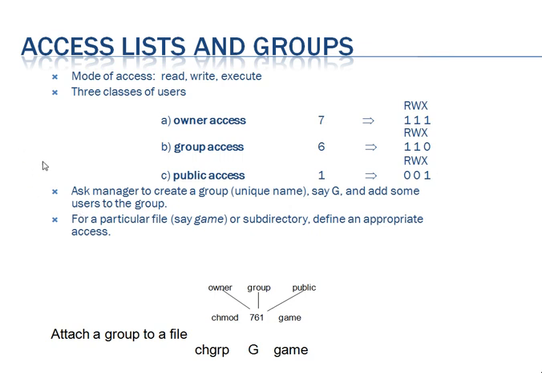Now here we can ask the manager to create a group with a unique name, say G, and add some users to the group. For a particular file, for example a game or subdirectory, we can define appropriate access, just like shown here. Now attach a group to this particular directory. This is a directory named G, and the particular type of files associated with it are only gaming files.